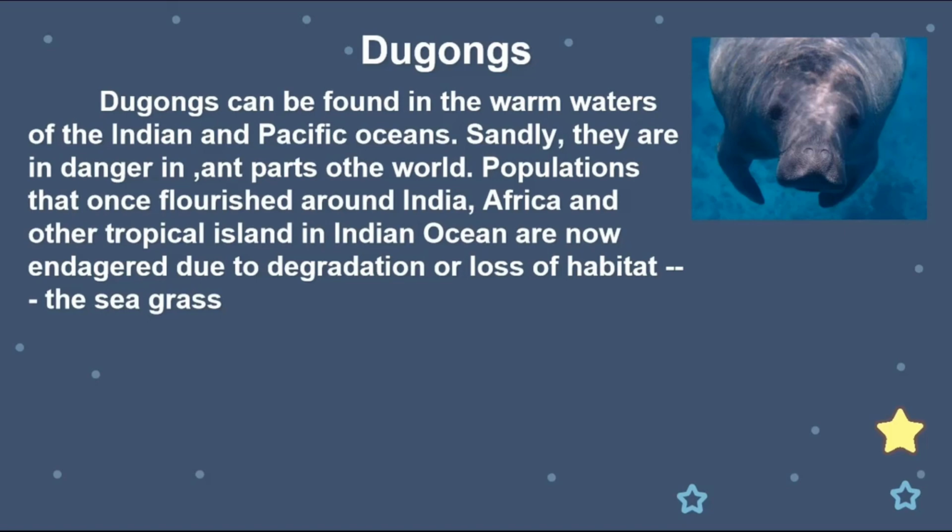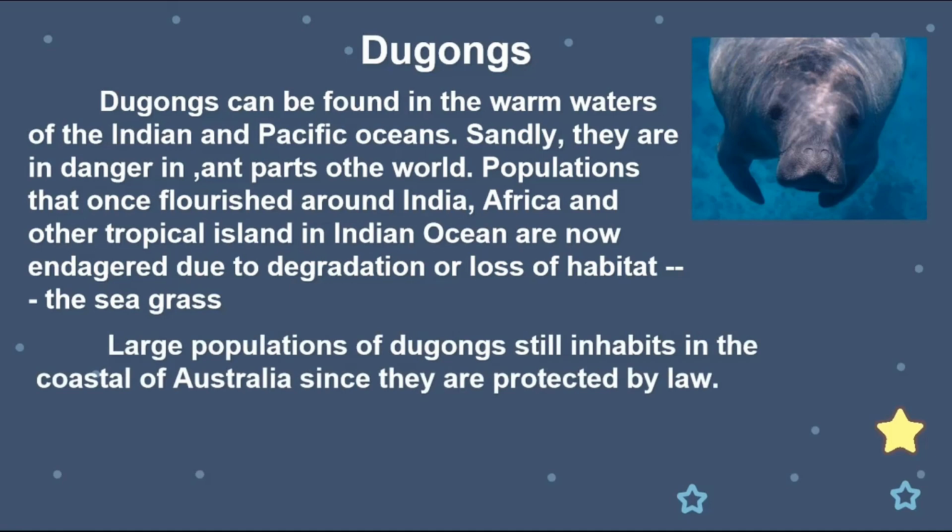Dugongs can be found in the warm waters of Indian and Pacific Oceans. Sadly, they are in danger in some parts of the world. Populations that once flourished around India, Africa, and other tropical islands in Indian Ocean are now endangered due to degradation or loss of habitat, the seagrass. Large populations of dugongs still inhabit the coast of Australia since they are protected by law.